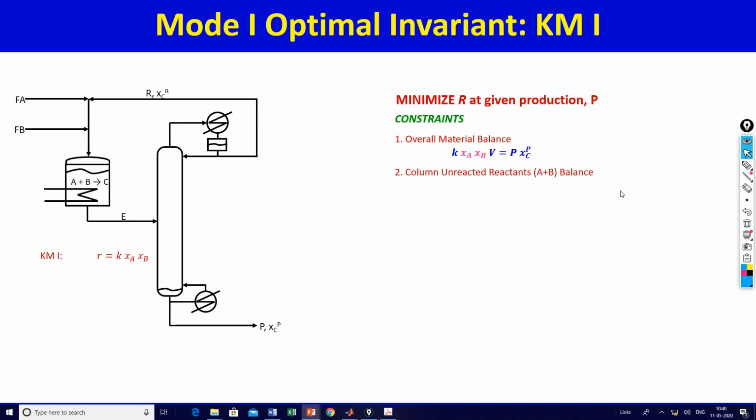Now in order to get the recycle rate, we do a balance on the column, and that balance is the unreacted reactants balance on the column, and that balance is as follows. Basically, you see, R plus P must be equal to E.